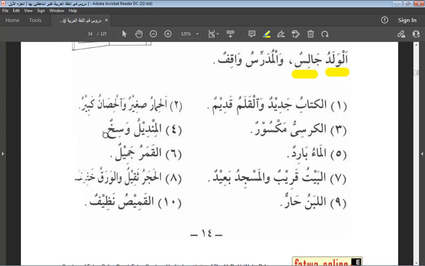Al-mindilu wasikhun, wasikhun, this is a new word. Wasikhun means dirty. Al-mindilu wasikhun, the handkerchief or the towel or the tissue. I've said that the word mindil goes for anything that we use in wiping, cleaning, and all that. So mindil, tissue, handkerchief, towel. Wasikhun is dirty, the opposite of nazif, clean. We see it just here. Al-ma'u baridun, the water is cold. Al-qamaru jamilun, the moon is beautiful.